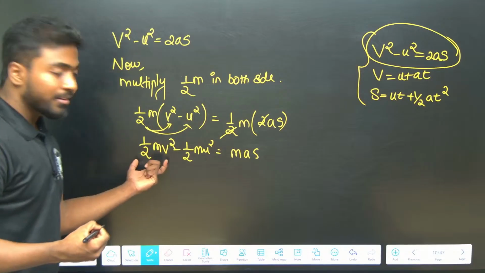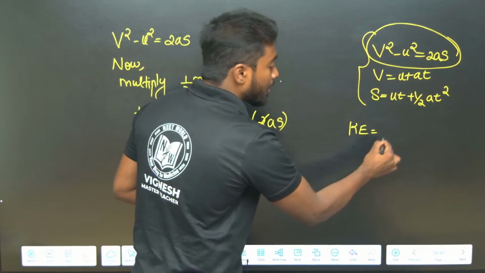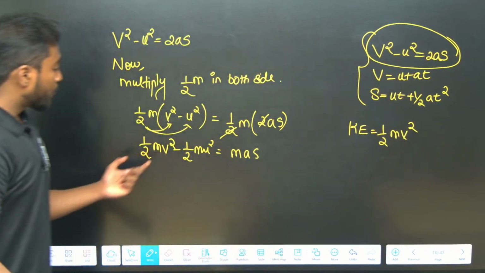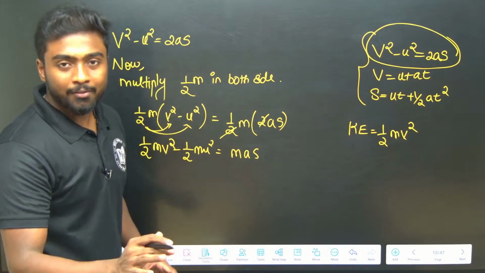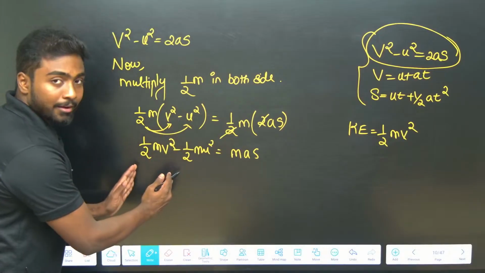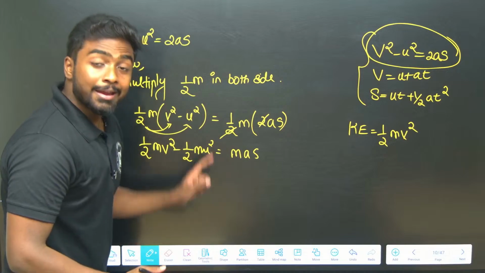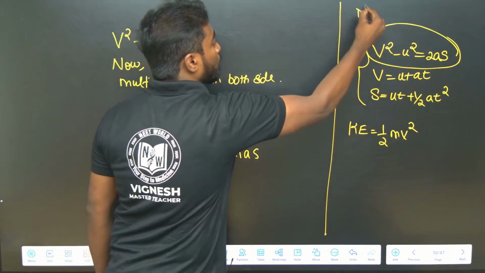Now if you notice here, what is the formula for kinetic energy? 1 by 2 m v square, right? Here u is the initial velocity, v is the final velocity. So this will be my final kinetic energy and this will be my initial kinetic energy. This is the note point, you can note it.